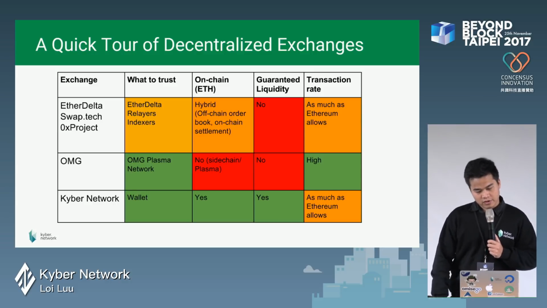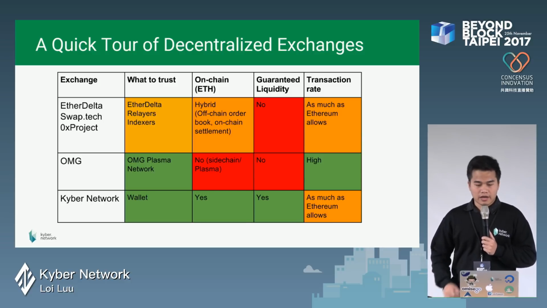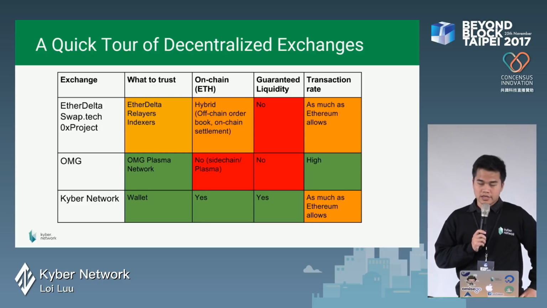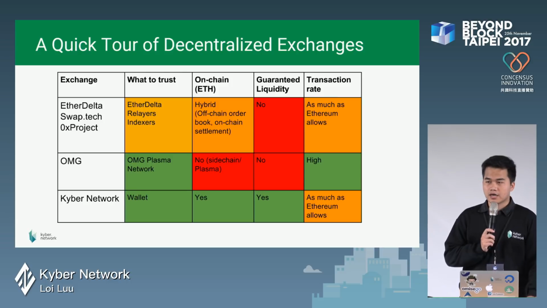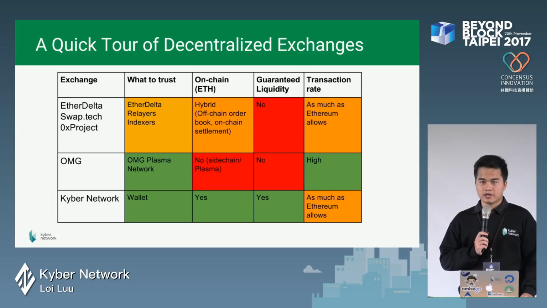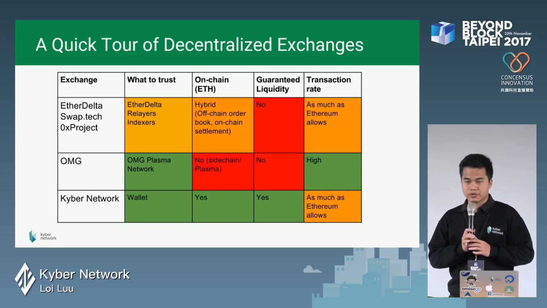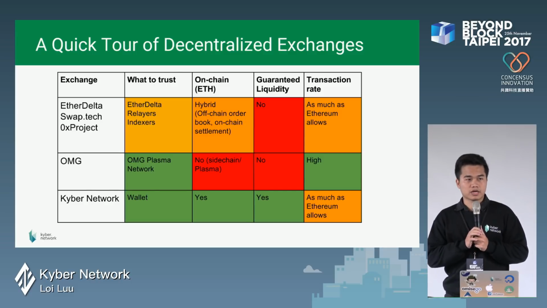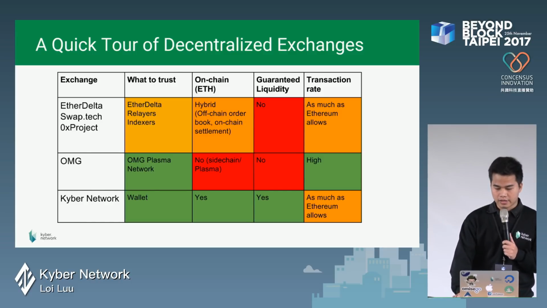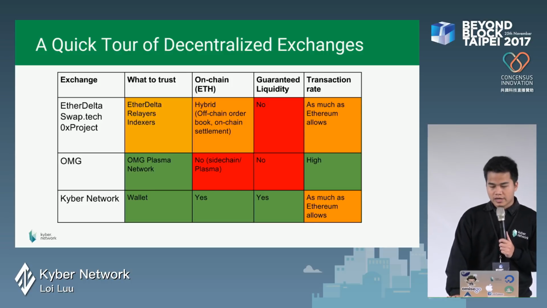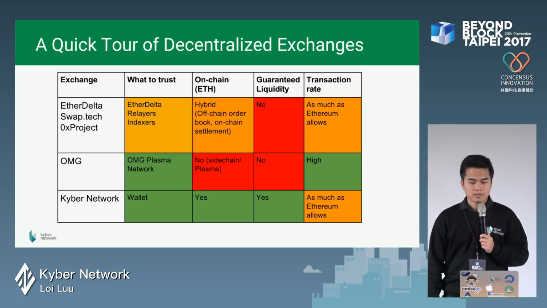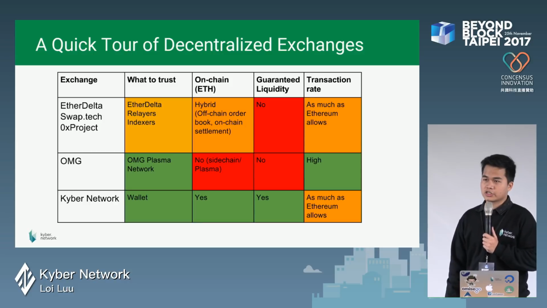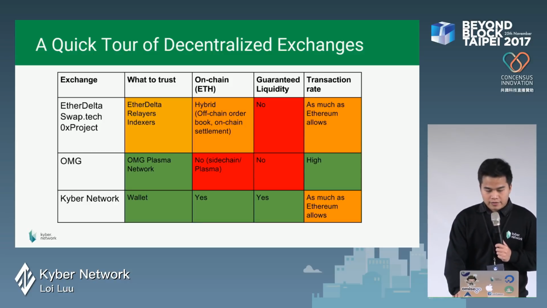So for Kyber, we run everything on chain, and so the users just interact directly with the smart contract, and they do not have to trust any centralized entity like a website or relayer or anything. And we have a different concept in which we can guarantee the liquidity. So every time you want to trade, you can just go to Kyber, trade your coin and be done with it. One downside is that our scalability depends directly on Ethereum, which EtherDelta, SwapTech, and 0x also share the same difficulty.